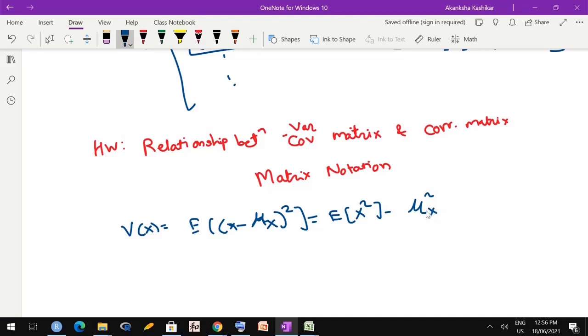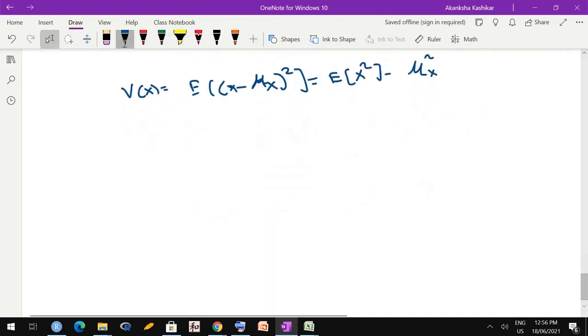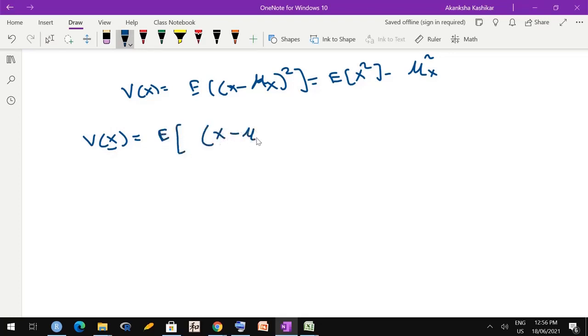Do you remember this simplification? I mean, assuming what I have written is correct. So can we try and simplify in a similar manner in the multivariate setup? Let me try that. We defined the variance of x as the expectation of (x minus mu x), all these are vectors, into (x minus mu x) prime. So can we try and simplify in a similar way?